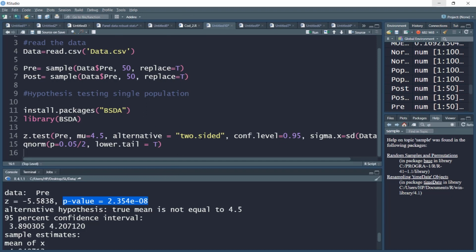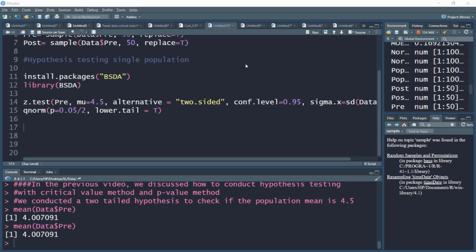Now that we have understood the basic hypothesis testing using normal distribution, that is z-test, we will further discuss in the next video about hypothesis testing with t-test as well.